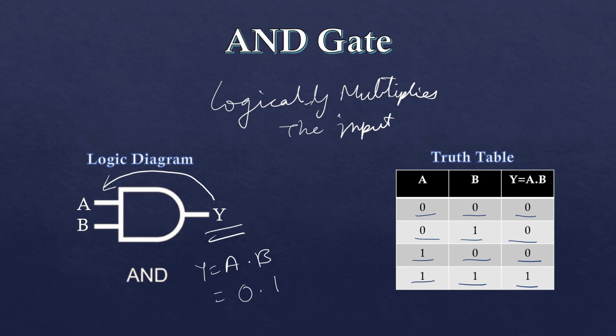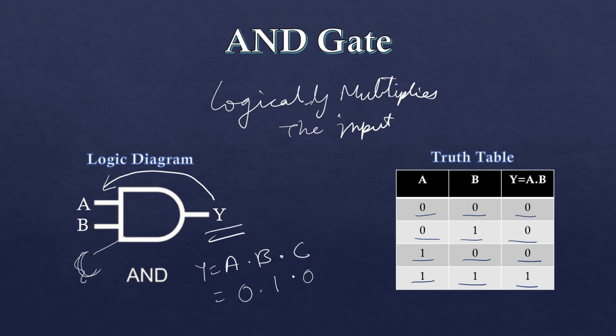This way we multiply. And suppose there are three inputs, A, B and C. Then what's the output? We just multiply A into B into C. That's all.